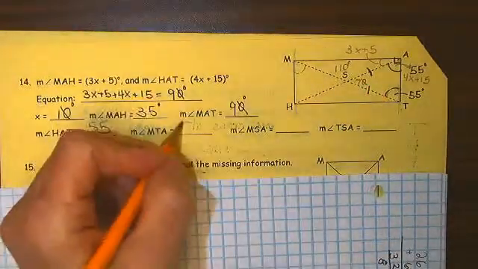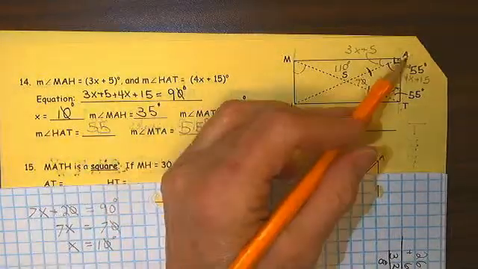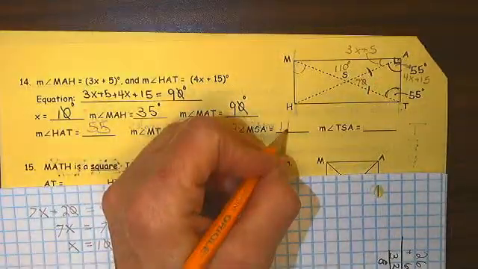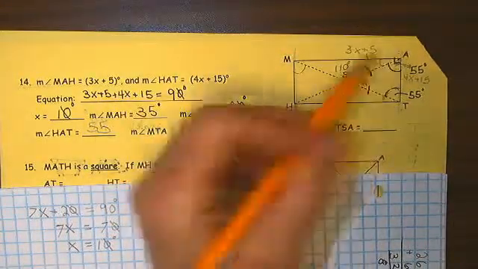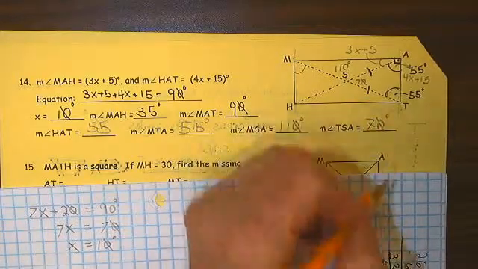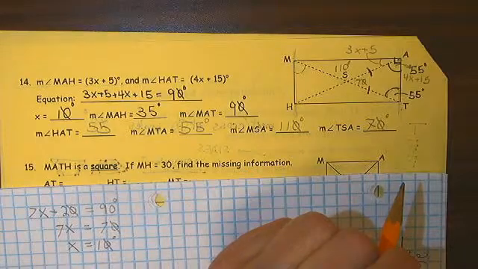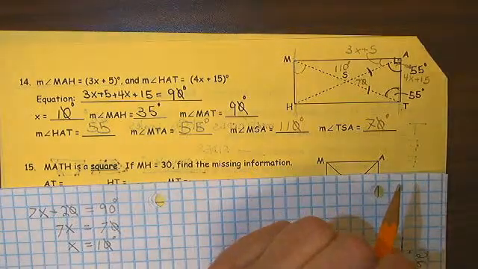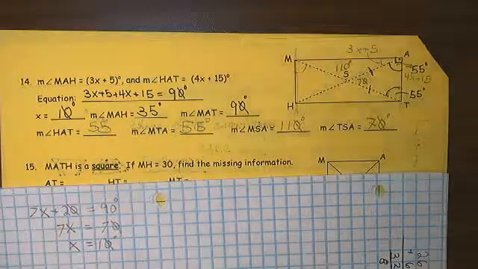MTA 55 degrees, MSA 110 degrees, TSA 70 degrees. Sometimes you don't know what you know until you spend some time thinking about it. But look how we did that. Well done.